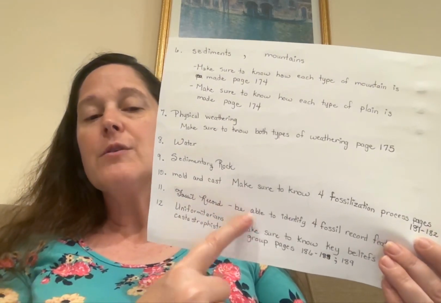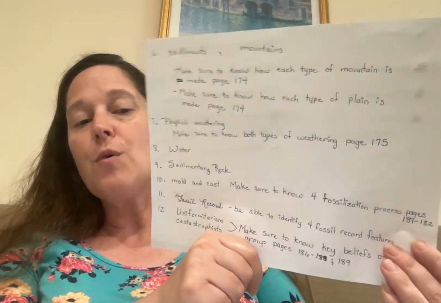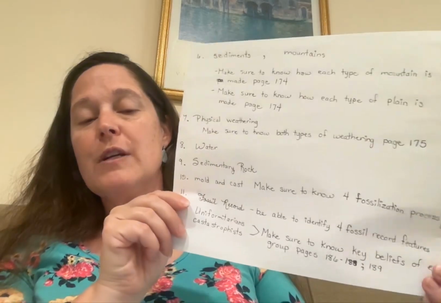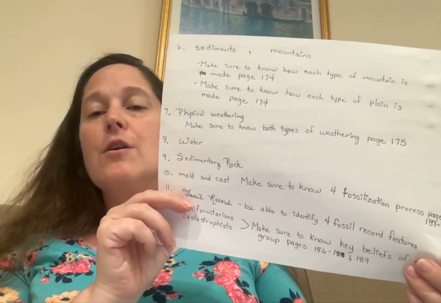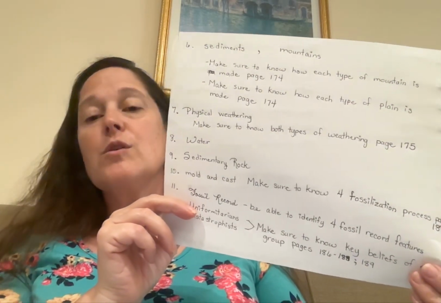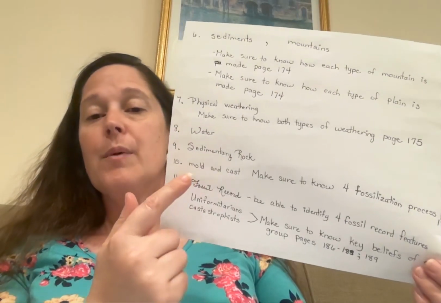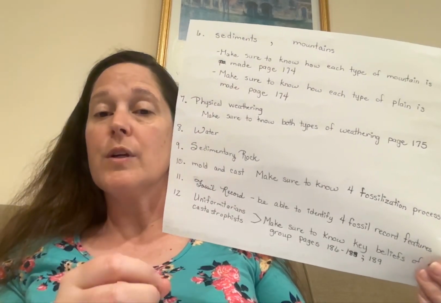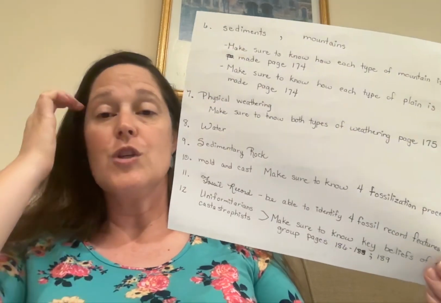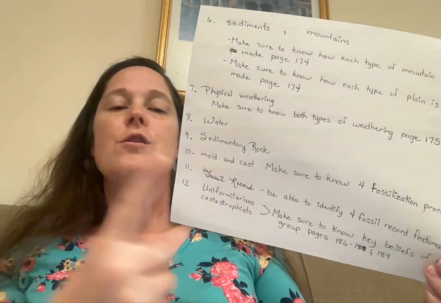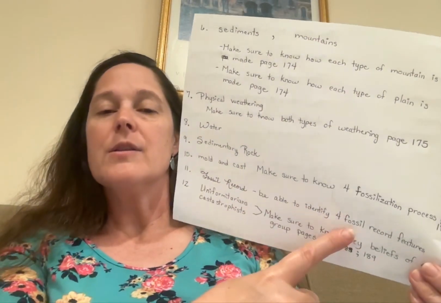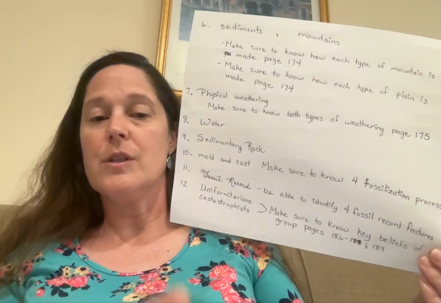And you need to be able to identify those four fossil record features and know which ones are true and which ones are false, if they're worded differently or if the wording is changed. So make sure you study the four true ones so you can recognize any falsehoods.